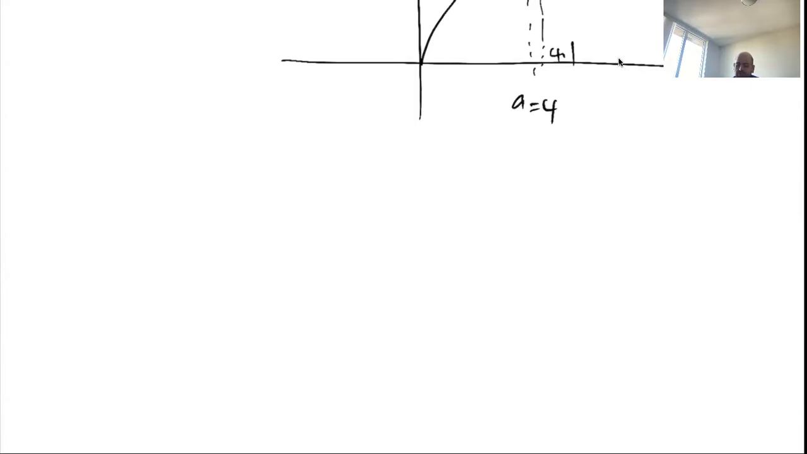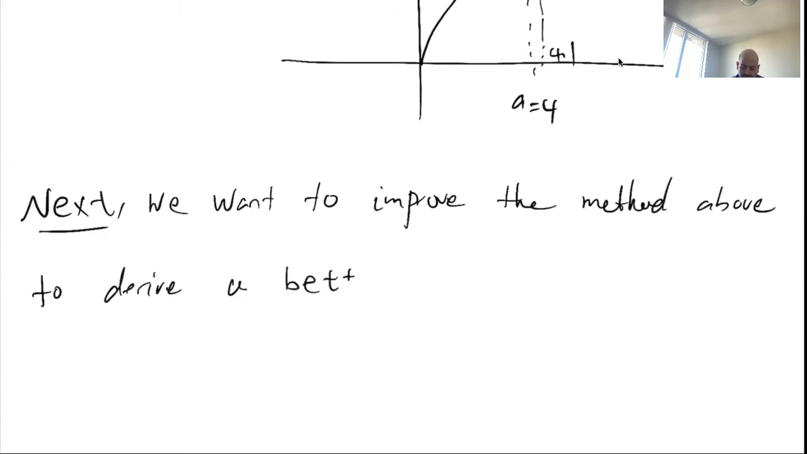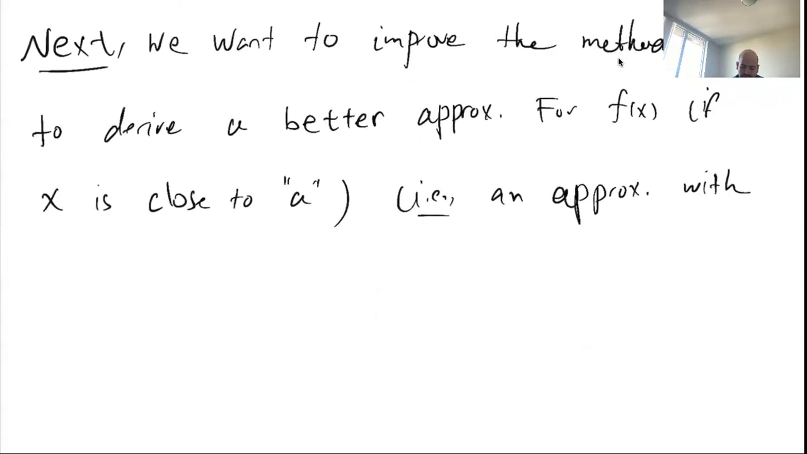So what should we do? Next, we want to improve the method above to derive a better approximation for f of x if x is close to a, i.e. an approximation with a smaller error.